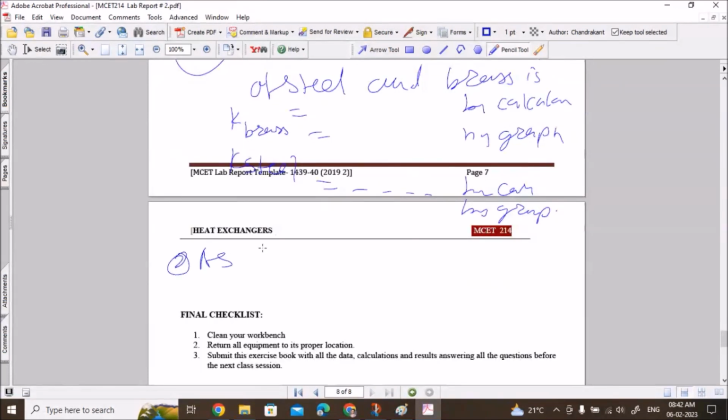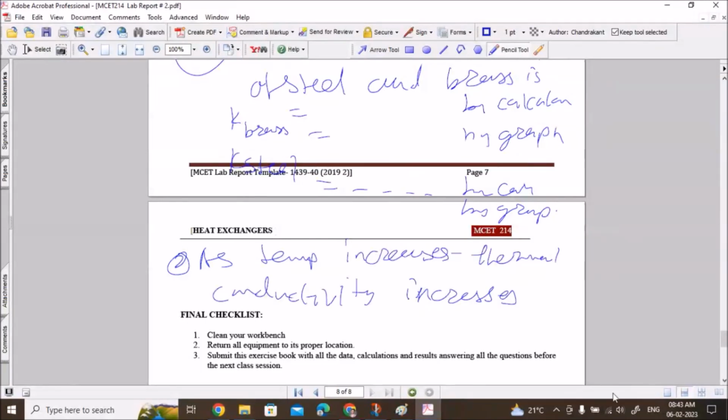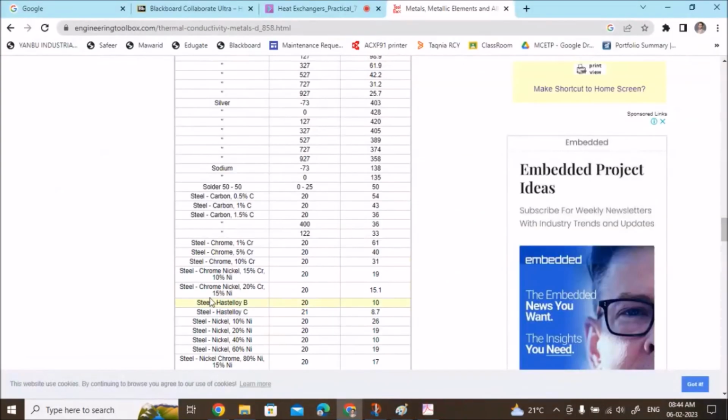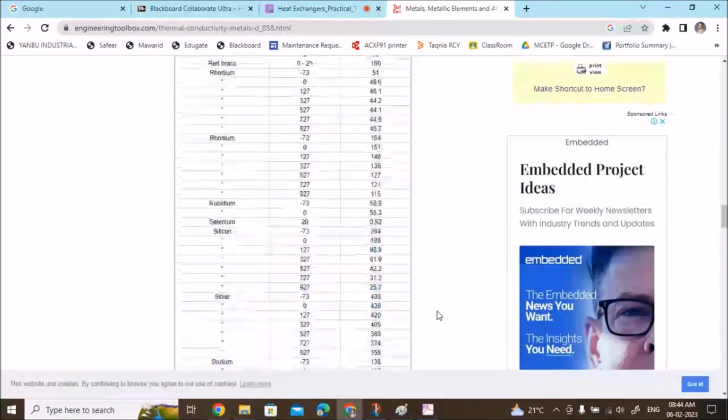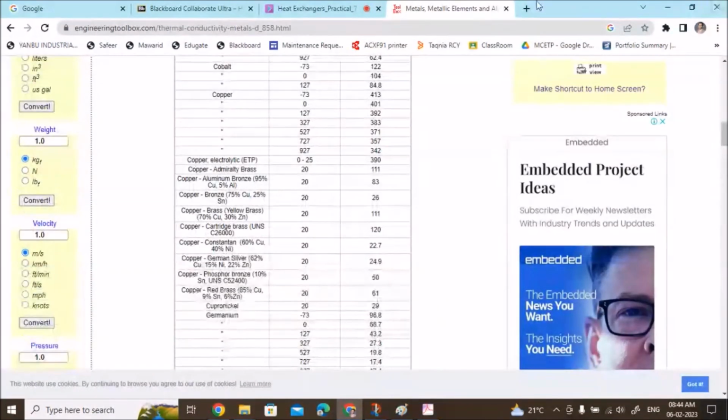Number 2, as temperature increases, thermal conductivity increases. And you can check your result. So thermal conductivity of steel is around 20 and our answer is 20 point something. So it is correct.